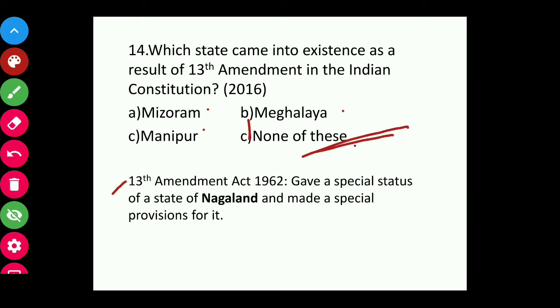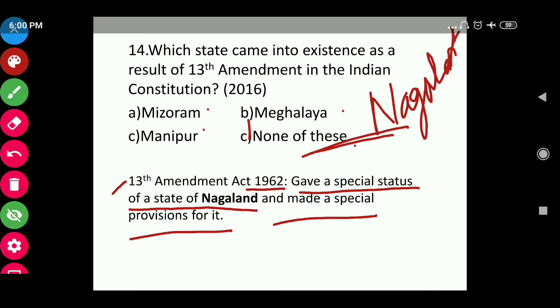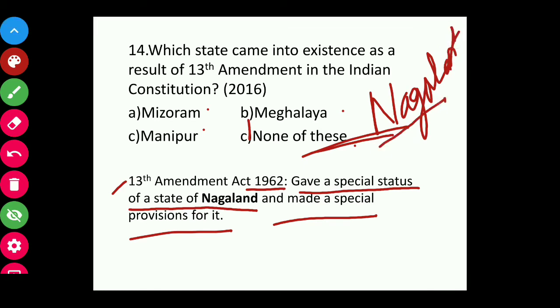The 13th Amendment Act of 1962 gave a special status to the state of Nagaland and made special provisions for it. So the answer is Nagaland. Whenever there is a question with Nagaland in the options, the answer will be Nagaland.